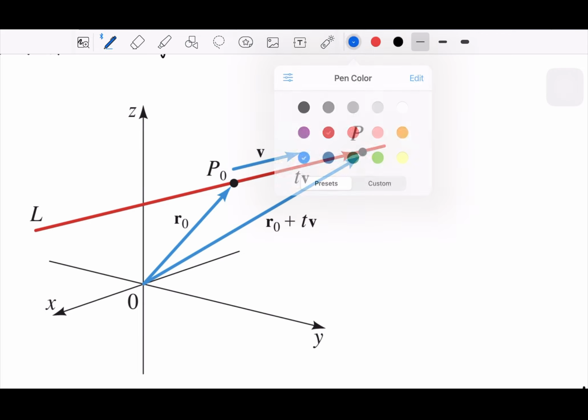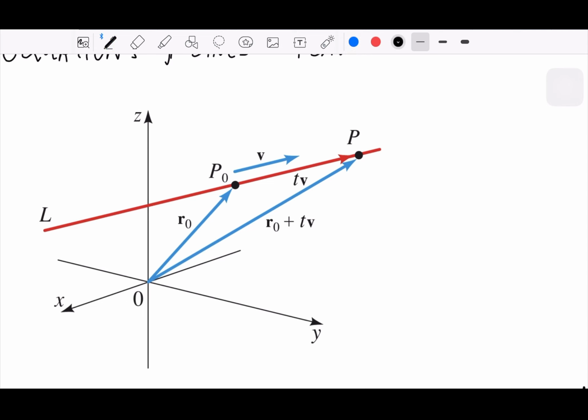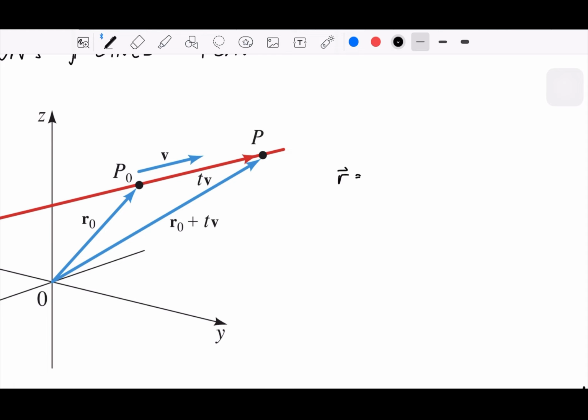Now if we try to describe the position of each point, we can describe this point with another vector that we call vector r0, that is the vector from the origin to the point P0. Then we could introduce a parameter t multiplied by the vector v, and when we move to point P, it is actually our vector r0 plus this parameter times v. So let me write it completely.